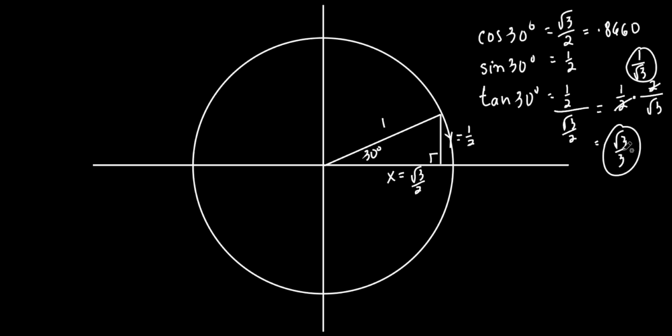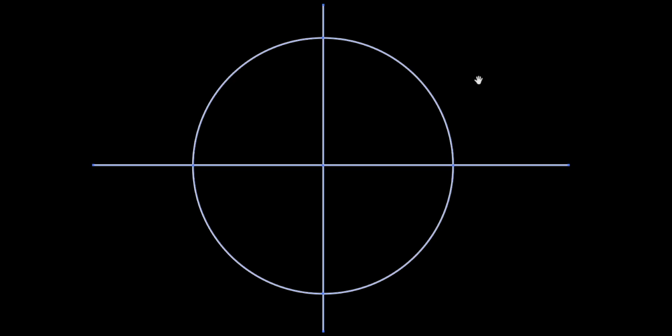All right? And again, I don't know what that is off the top of my head as far as a decimal, but this is the same thing as the tangent of 30 and square root of 3 over 3 is. Okay? Let's do another one. Let's do a 45. Well, yeah, let's just go to 45.